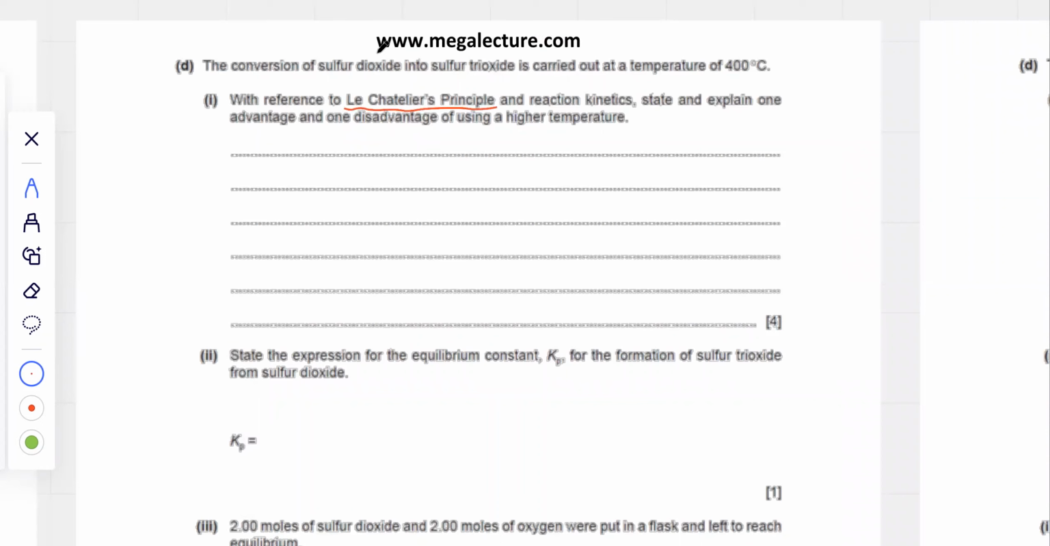Now over here it says that the conversion of sulfur dioxide to sulfur trioxide is carried out at a temperature of 400 degrees centigrade. So it's SO2 reacting with O2 and in equilibrium with 2SO3. That's the contact process, and the forward reaction is exothermic in this case. Now the question is, you have to use the Le Chatelier principle and reaction kinetics to explain one advantage and one disadvantage of using a higher temperature. He's using a temperature of 400 degrees centigrade, which is kind of a higher temperature.